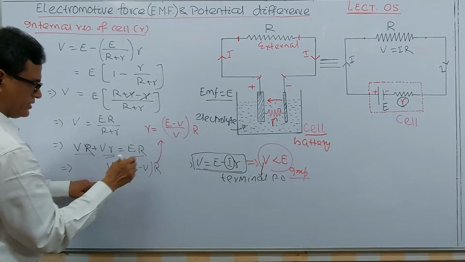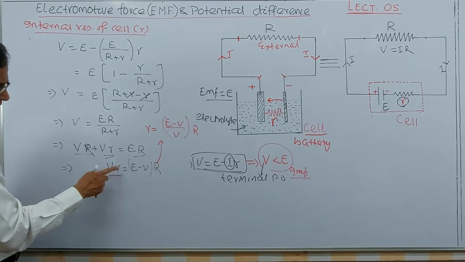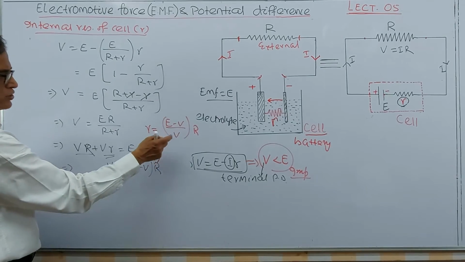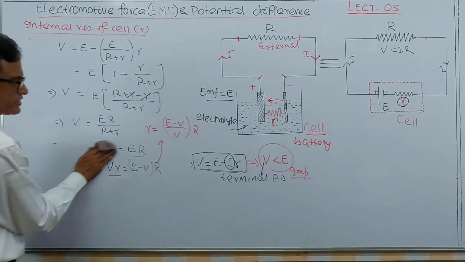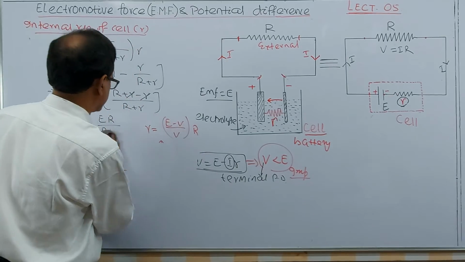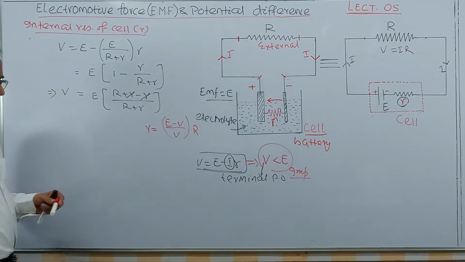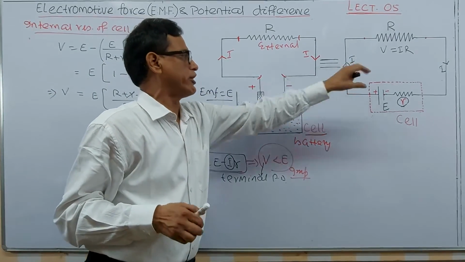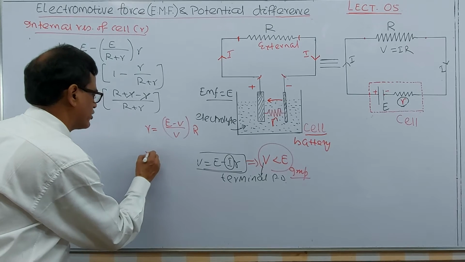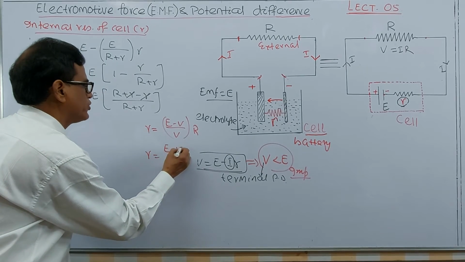into R. You can see E minus V divided by V into R. So this is the internal resistance of the cell. So I am concluding this formula slightly with modifications, you see. Now in some questions, instead of giving the resistance or voltage, current will be given, so here you can modify this formula. It is up to you, you can modify it.